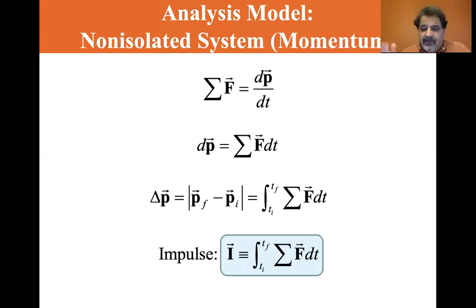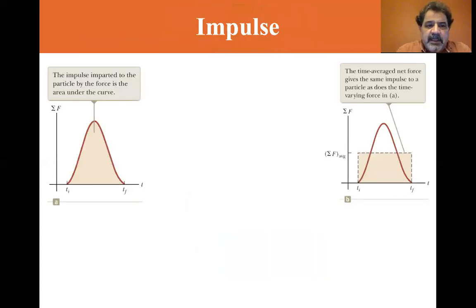And so we're going to find out that this is something that we call impulse. A force over a period of time is an impulse, and that impulse causes a change in momentum. It is the impulse that causes a change in momentum. Now here is an impulse. The impulse imparted to the particle by the force is the area under the curve. That is the impulse from t initial to t final.